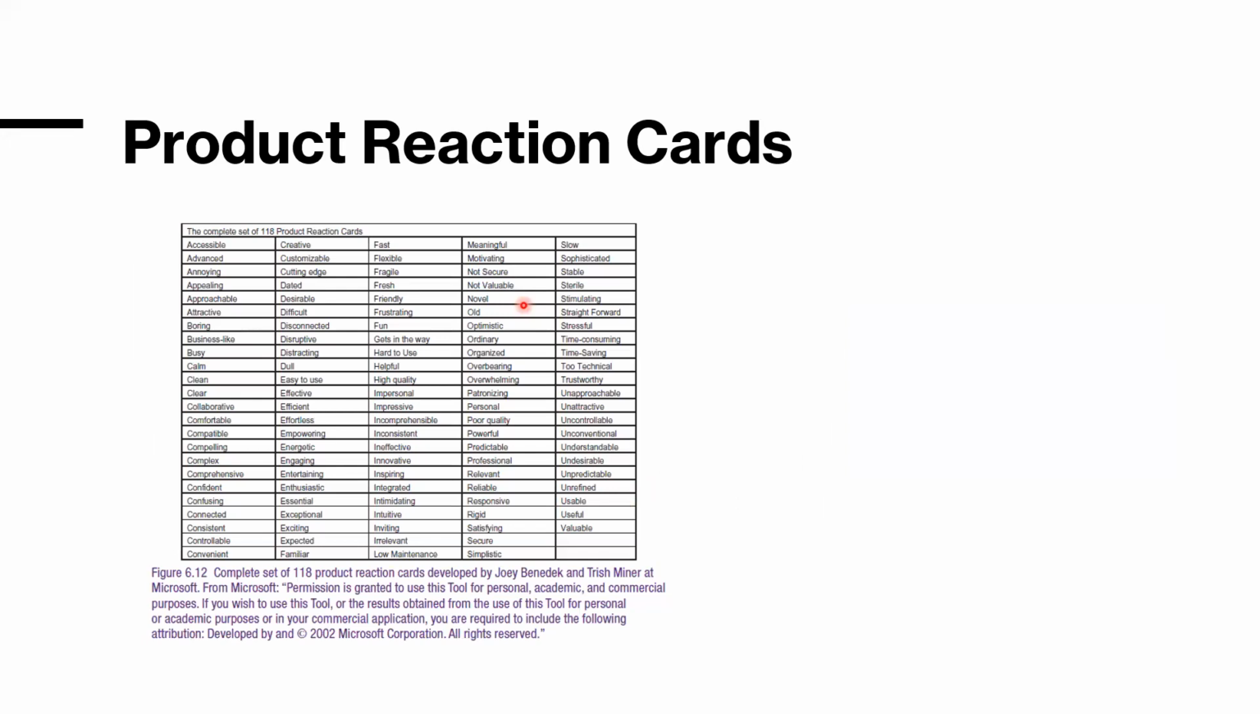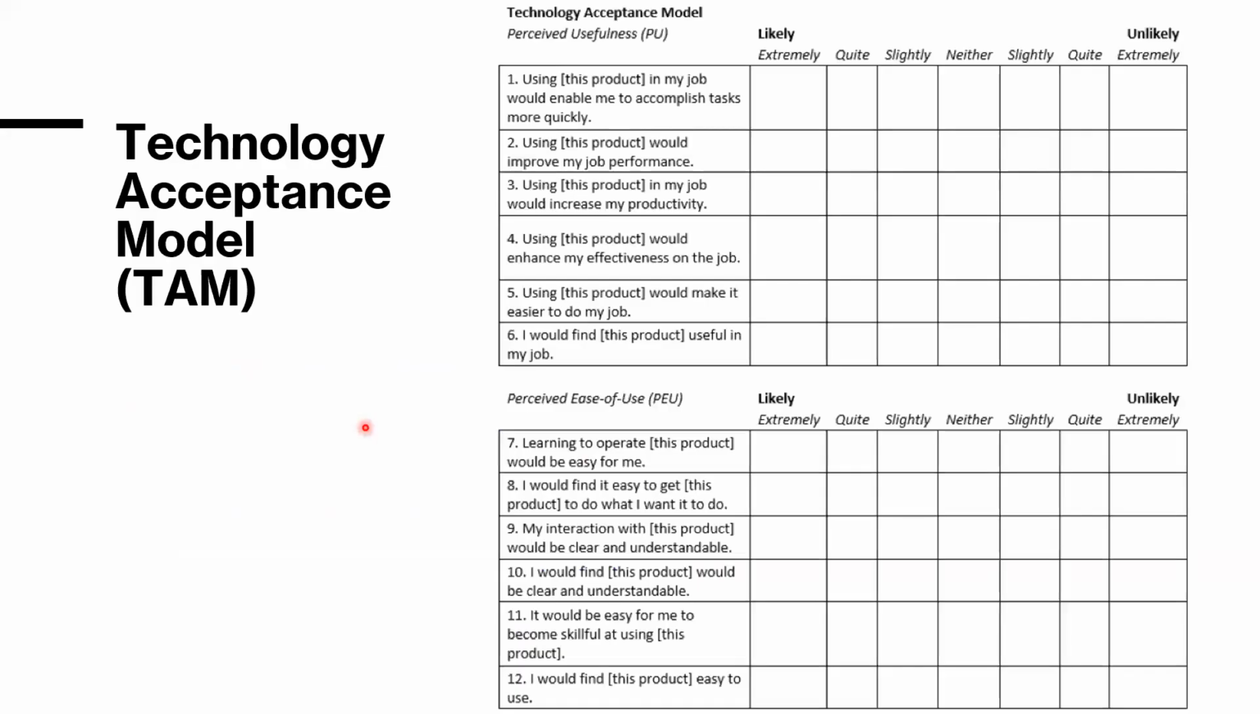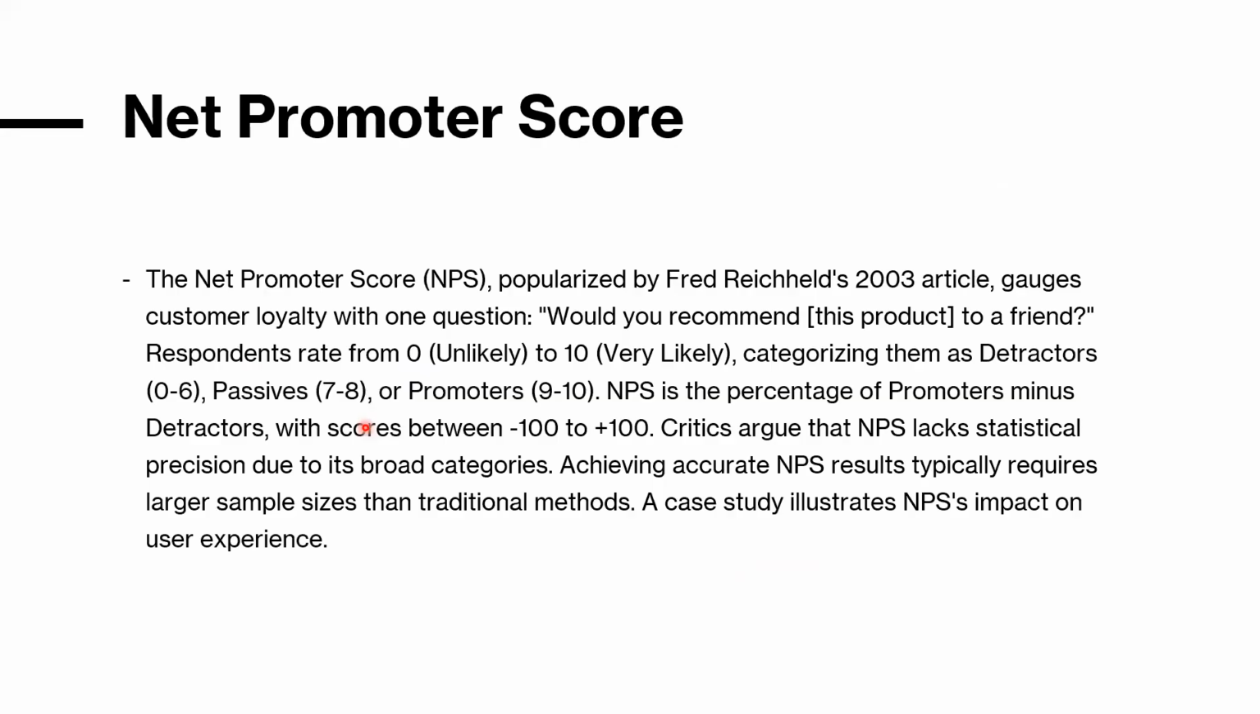And there are many other tools like product reaction cards. You can choose the related emotions and reactions, and then let users choose, right? And there are many models that you can adopt, like the technology acceptance model, the net promoter score, and so on. Net promoter score is basically how likely the user is to recommend your system to others, right? So net promoter score is one possibility.